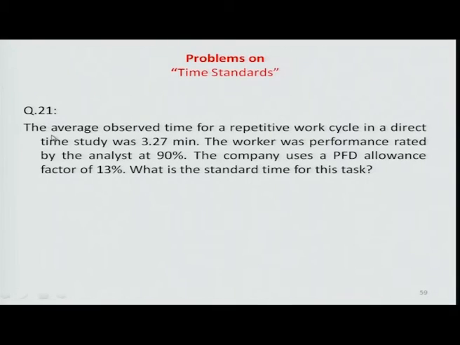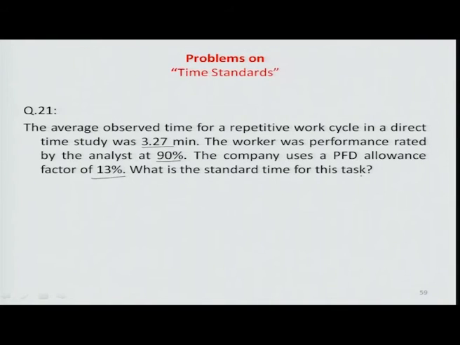Now we will solve some problems on time standard. Okay. Previously we solved cycle time based on the worker-machine system. Now we are going to solve a few problems based on time standards. In the time standard problems we will solve question number 21. The problem statement is as follows: the average observed time for a repetitive work cycle in a direct time study was 3.27 and the worker performance rated by the analyst is 90%. The company used a PFD allowance factor of 13%. So what is the standard time for this task?